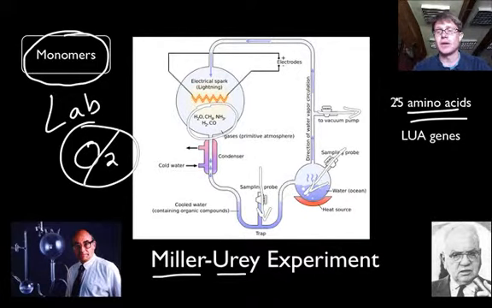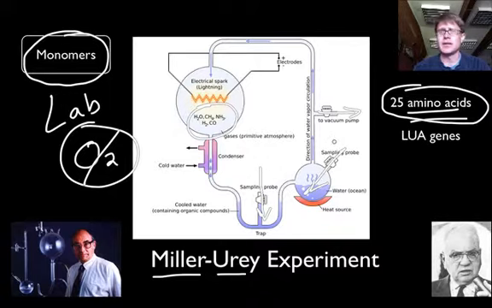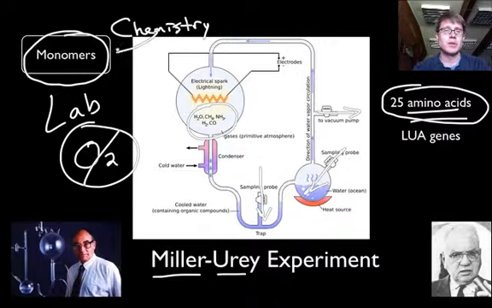Now, they found a few amino acids. We've actually looked through their work and found that they found in these experiments 25 amino acids. Now, there are only 20 amino acids used in living things. And so they found that you could go from simple chemicals or chemistry to monomers, which eventually could become polymers.